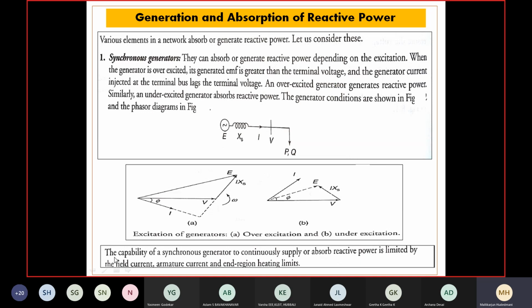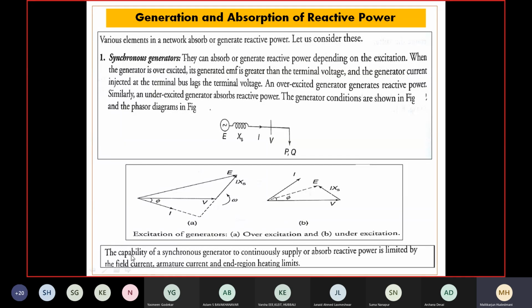There is a term at the footer you can see. The capability of a synchronous generator to continuously supply or absorb reactive power is limited by the field current, armature current and end region heating limits. So I cannot simply take advantage of making it highly overexcited and keep compensating the required reactive power of the system from the synchronous generator itself. That is not possible.